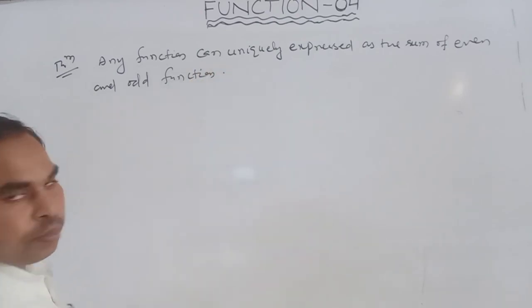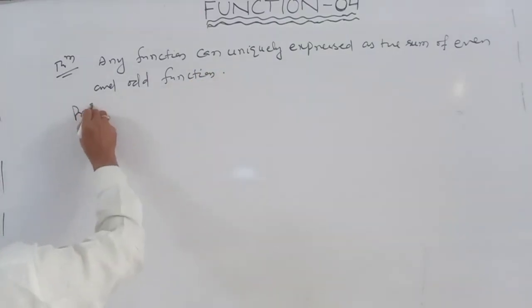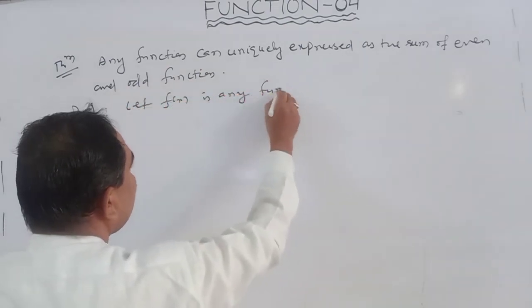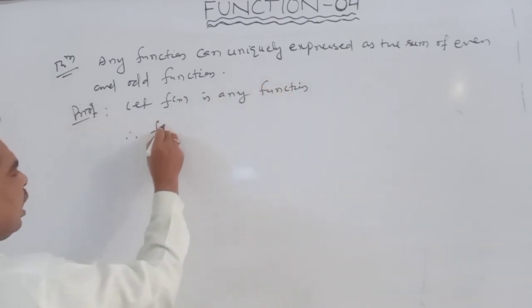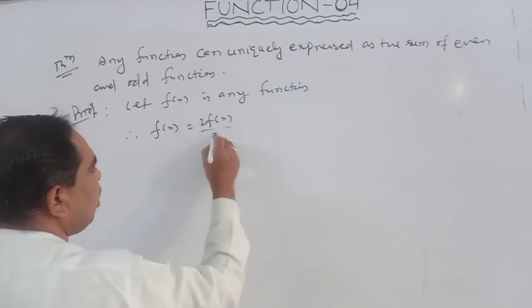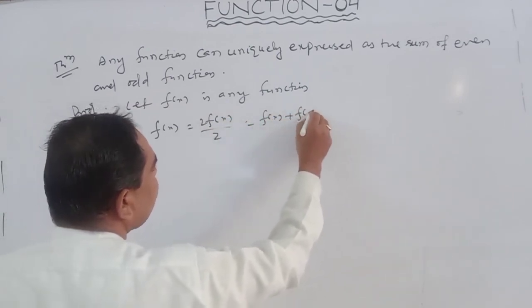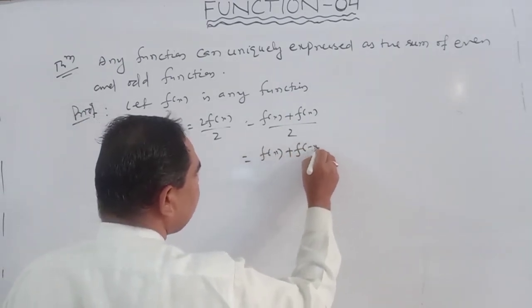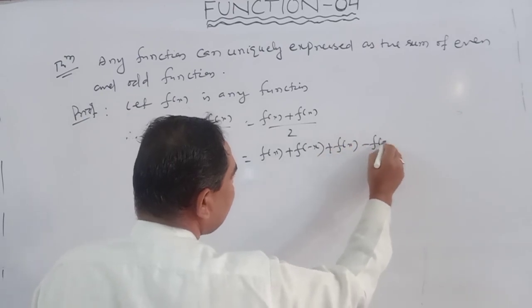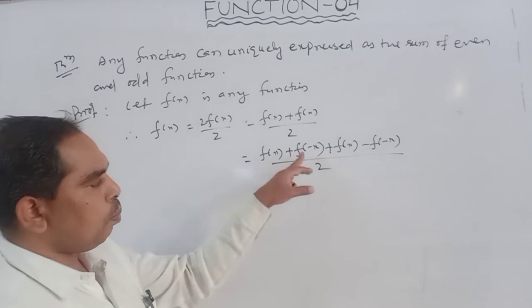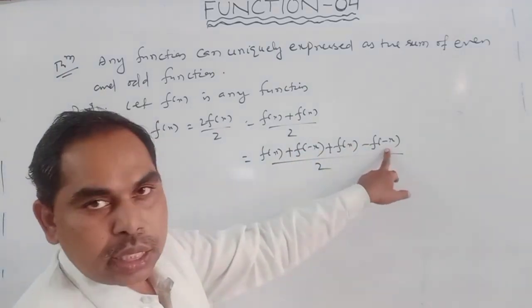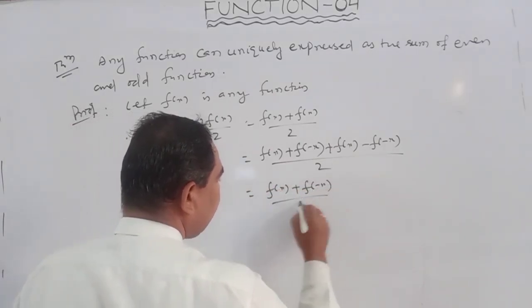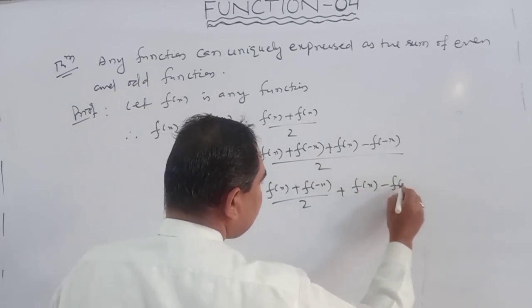Proof: let f of x be any function. Therefore we can write f of x is equal to 2 into f of x divided by 2, that is f of x plus f of x divided by 2, or we can write f of x plus f of minus x plus f of x minus f of minus x, whole divided by 2. That means add f of minus x and subtract f of minus x, the value does not change. This is equal to f of x plus f of minus x by 2 plus f of x minus f of minus x by 2.